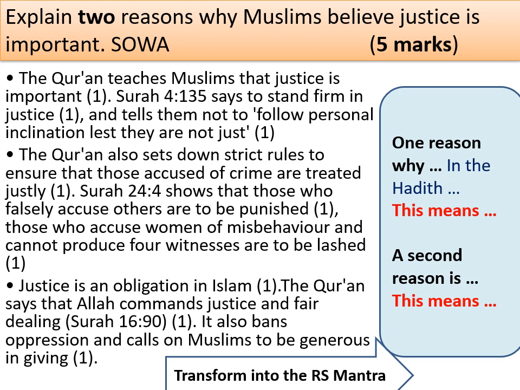Second bullet point, the Quran sets out strict rules to ensure that those accused of crime are treated justly. So if someone falsely accuses others, then they can be punished. And there's a reference there to the surah. For example, if you accuse a woman of, say, adultery, there needs to be 4 witnesses to show that, and if that isn't met, then the witnesses are to receive the kind of punishment that the woman would have received.